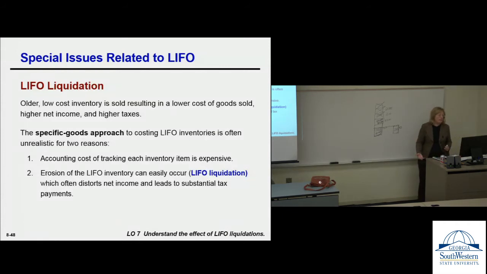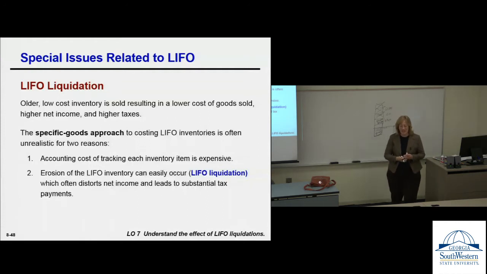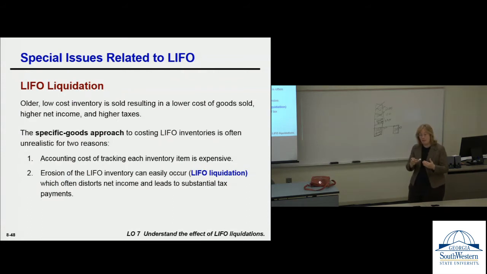So the LIFO liquidation problem: when we sell that old inventory, then we have lower cost of goods sold, because see, we're eating up these lower prices. So our cost of goods sold instead of $2.25 would be some of it at $2.05. Well, I guess that doesn't sound such a big deal for bags of spinach. But it could be a real problem for the company if they start eating into their layers.